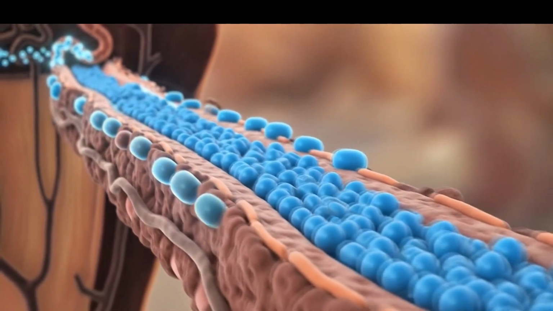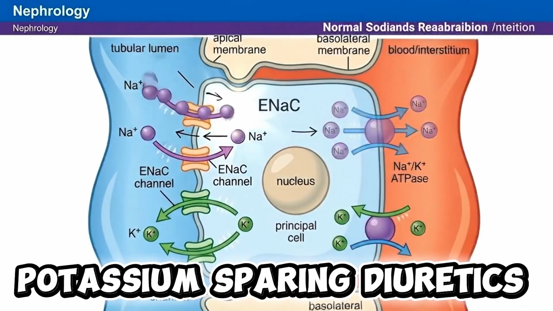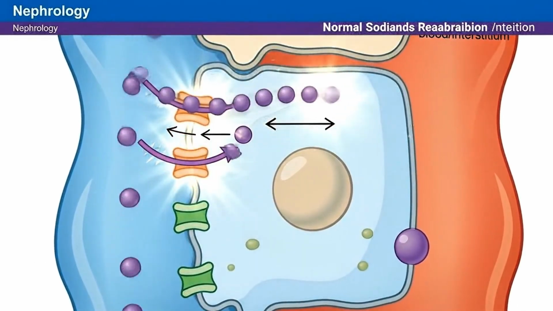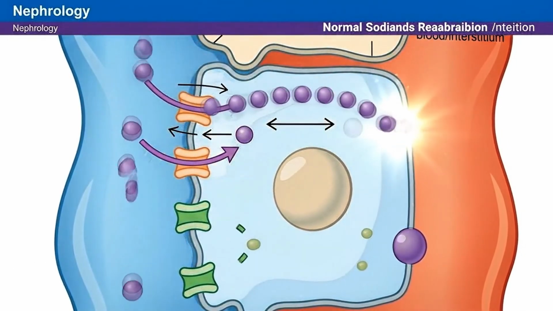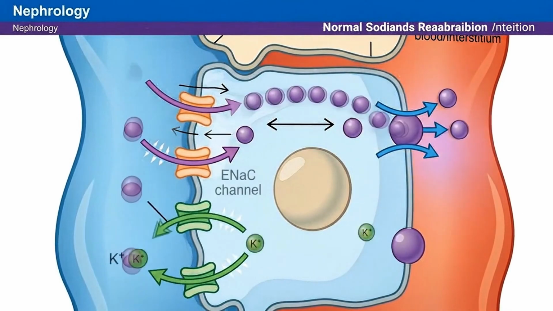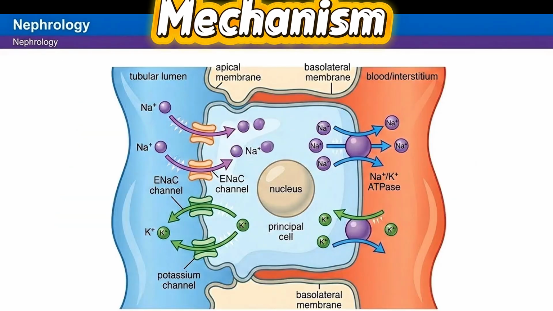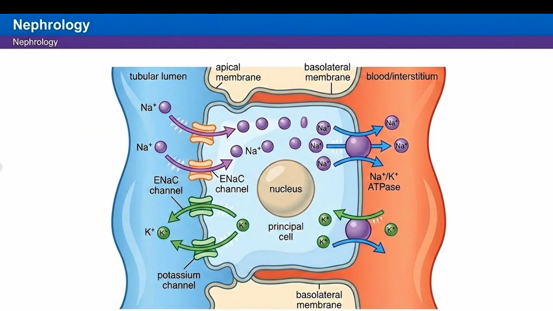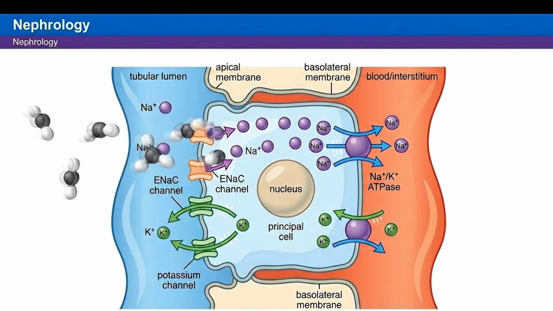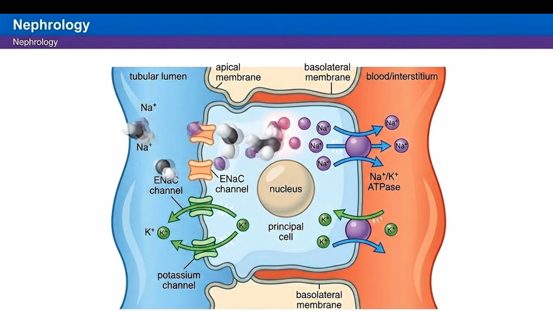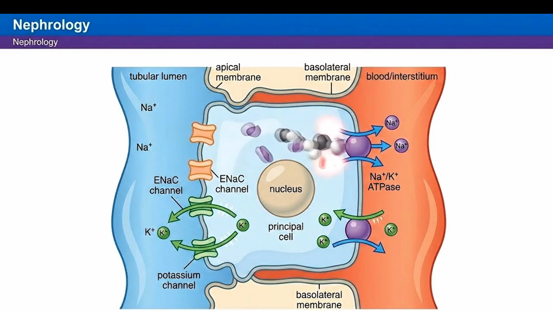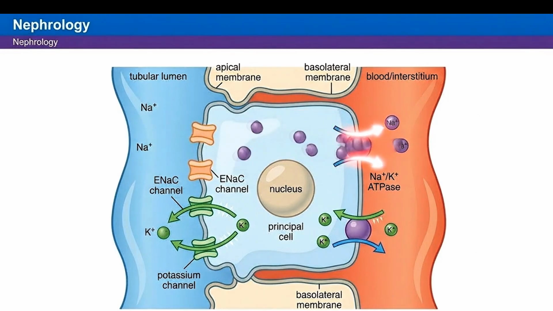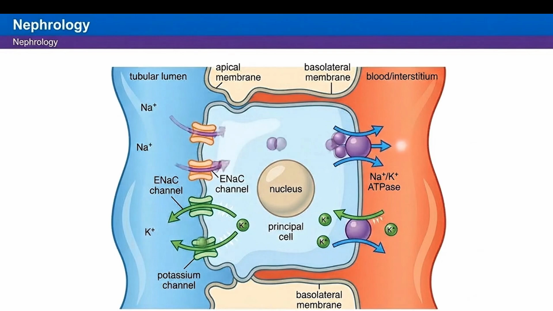Inside the collecting tubule, aldosterone normally increases sodium reabsorption and potassium secretion. Potassium-sparing diuretics, like spironolactone, block aldosterone's effect, while amiloride blocks sodium entry through ENaC. Now less sodium is reabsorbed, water follows sodium, mild diuresis occurs, but potassium is retained. That's why they're called potassium-sparing diuretics.